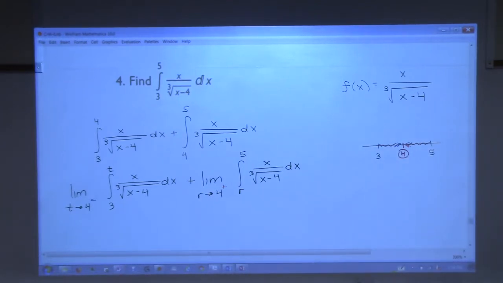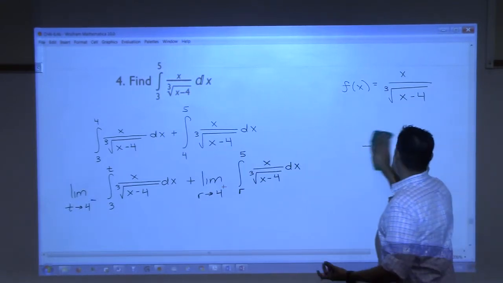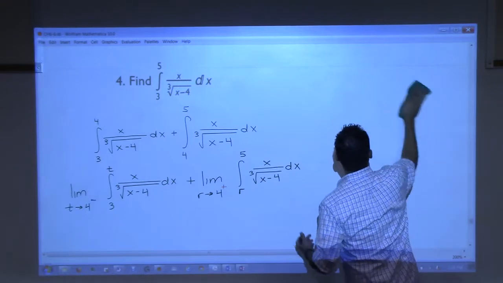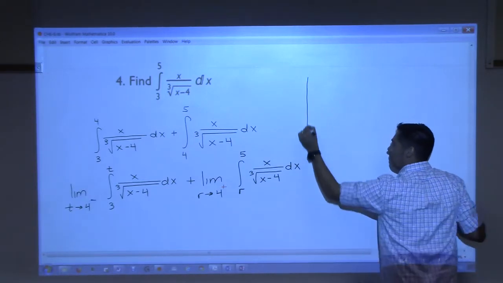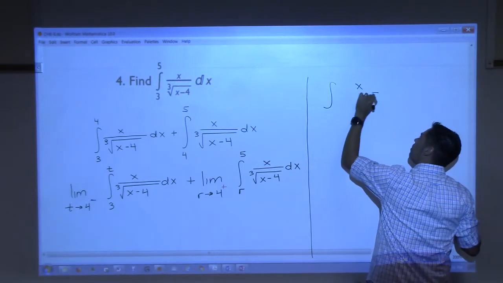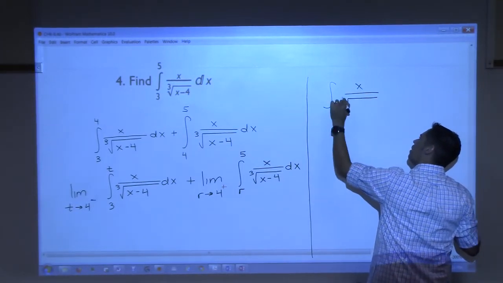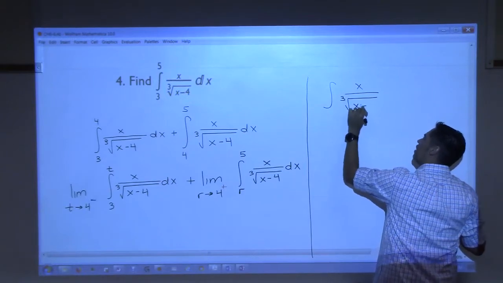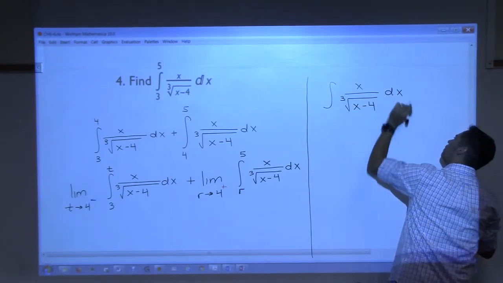All right, what should I do next? Let's actually find the antiderivative, right? Let's find the antiderivative. So I need to find the antiderivative of x over the cube root of x minus 4 dx.